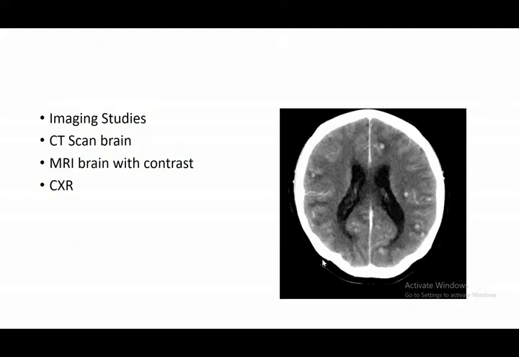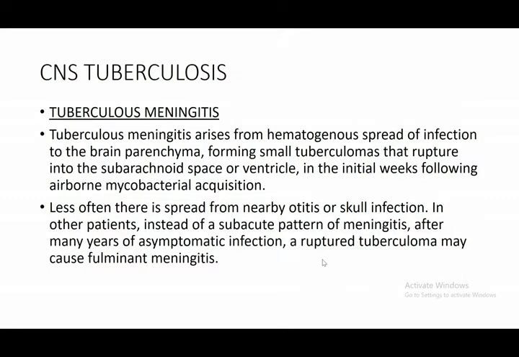For imaging studies, CT scan is important as a screening study. MRI brain is a very routine test nowadays, especially the contrast study, not the plain study. And supportive tests, for example chest X-ray, are also important in detection of chronic CNS infections. So the most important chronic CNS infection is CNS tuberculosis.